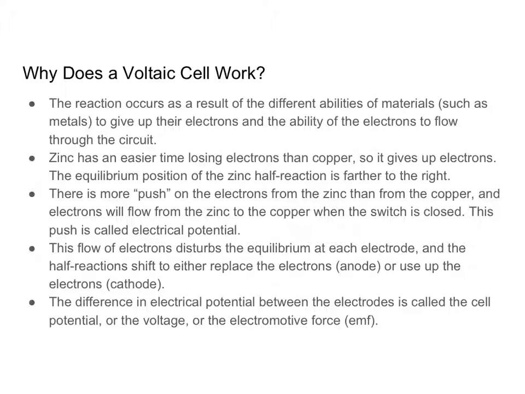This flow of electrons disturbs the equilibrium at each electrode, and the half reactions shift to either replace the electrons at the anode or use up the electrons at the cathode. And the difference in the electrical potential between the electrodes is called the cell potential, or the voltage, or the electromotive force, which I think for the College Board, they really only care about voltage or cell potential at this point. The EMF is minor.